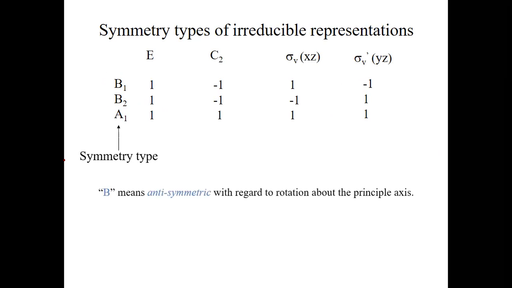So I wanted to briefly explain how one can understand these symmetry types. So B means that we have an anti-symmetric situation with regard to the rotation about the principal axis. Okay, so now in this case, our principal axis is C2. So anti-symmetric means that the algebraic sign changes. So therefore, all irreducible representations which have a character minus 1 are B-type. Okay, so this is the first one for the x-coordinate, the second one for the y-coordinate, but not the third one for the z-coordinate.